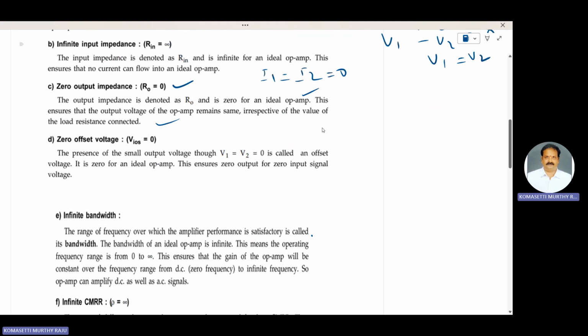Zero offset voltage. The small output voltage present even though V1 is equal to V2 is equal to 0 is called an offset voltage. V1 equal to V2 equal to 0 means both the terminals are connected to ground. Therefore, some output voltage is observed. That is called the offset voltage. In the case of an ideal operational amplifier, it is zero. This ensures zero output for zero input signal voltage. Both V1 and V2 equal to zero, Vd is also zero. Therefore, the output voltage is equal to zero in the ideal case.